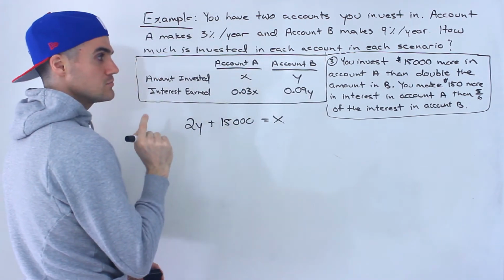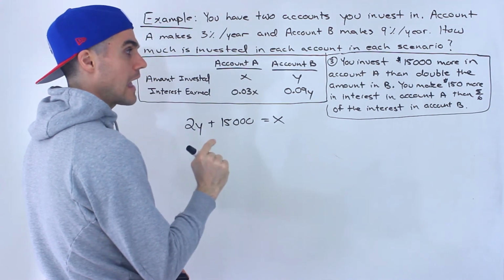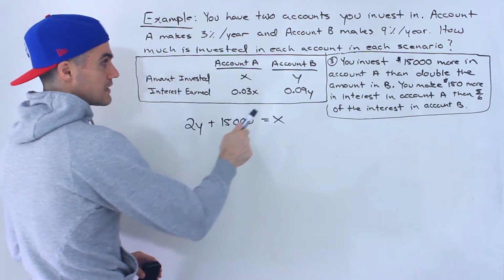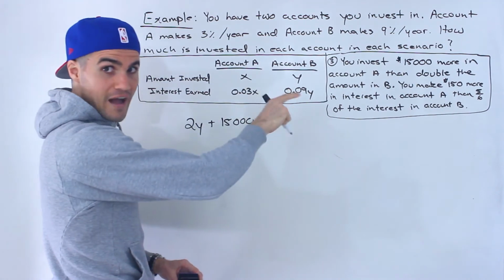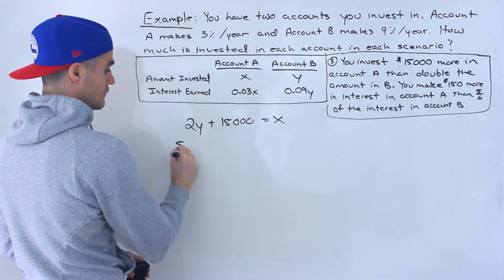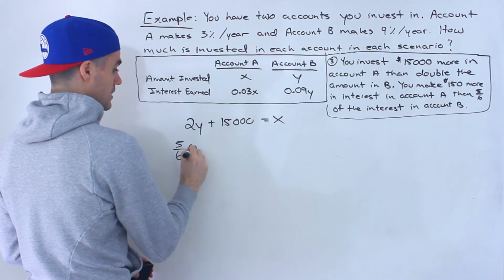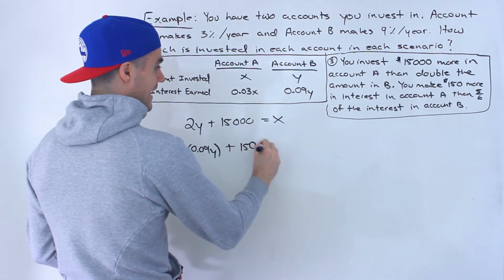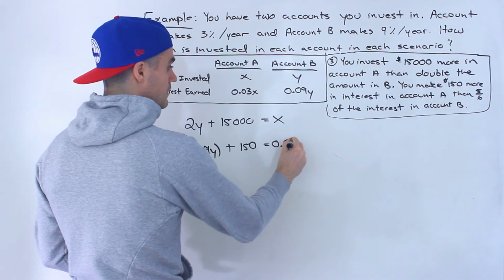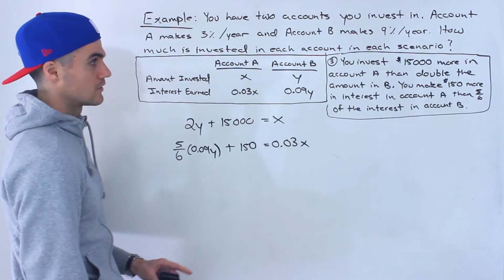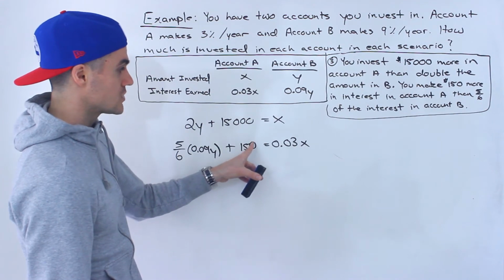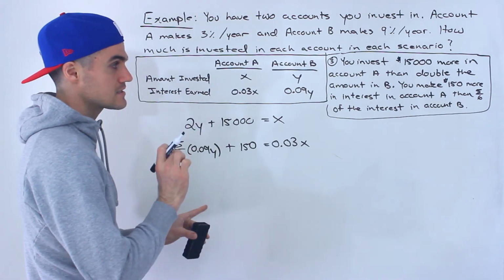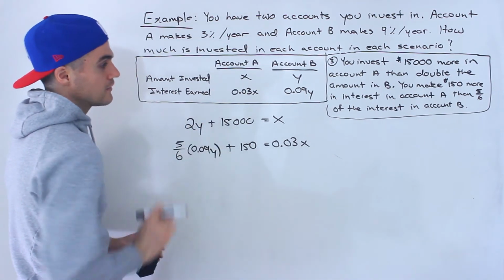And then the second sentence, you make 150 more in interest in account A than 5/6 of the interest in account B. So if we take the interest in account B and take 5/6 of that, so 5/6 times the interest in account B, 0.09y, plus we add 150, that's going to give us the interest in account A. Right? You make 150 more in interest in account A than 5/6 of the interest in account B. So you got to read these sentences very carefully when you're creating these equations.